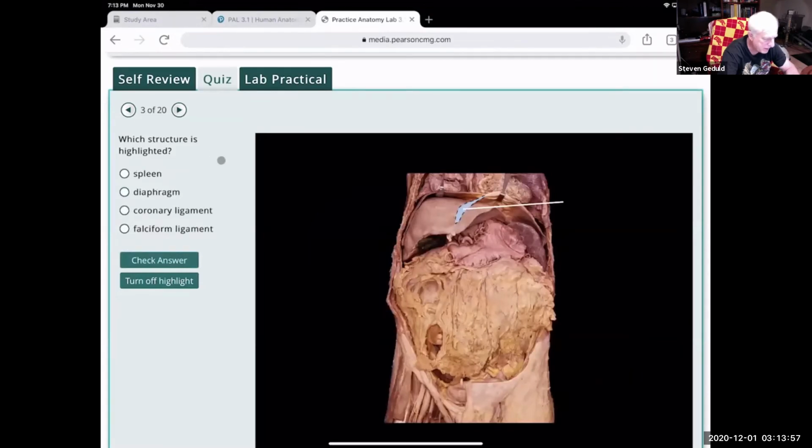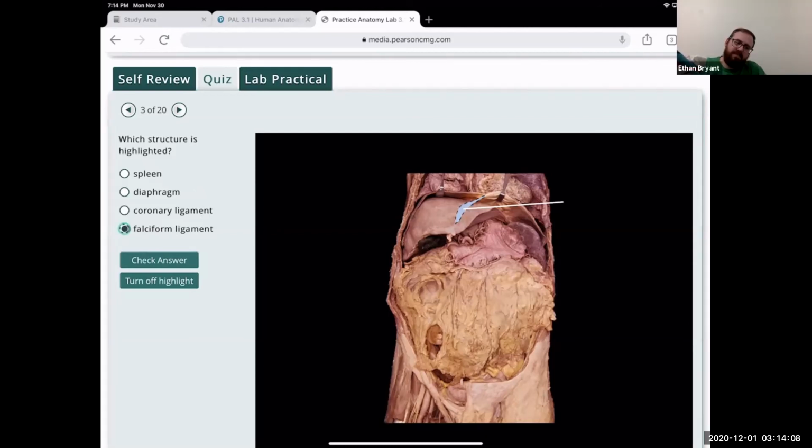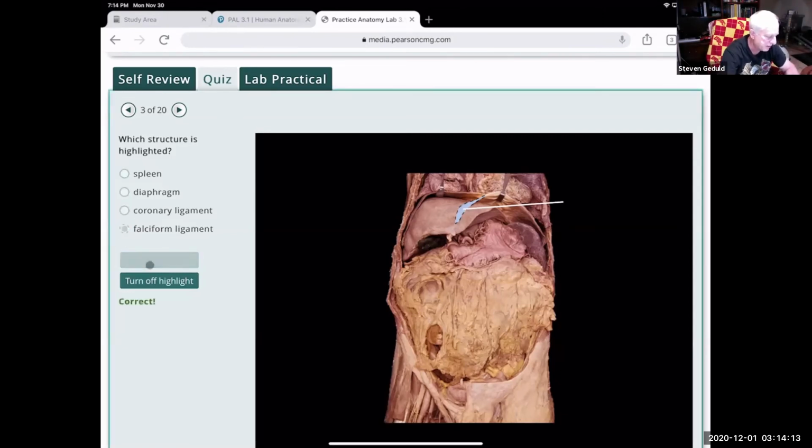Okay, here's the liver, here's the diaphragm. So what's this structure here that wraps around the liver? The last one. Yeah, the falciform ligament, right? The coronary ligament runs more horizontal. That would be your falciform ligament.